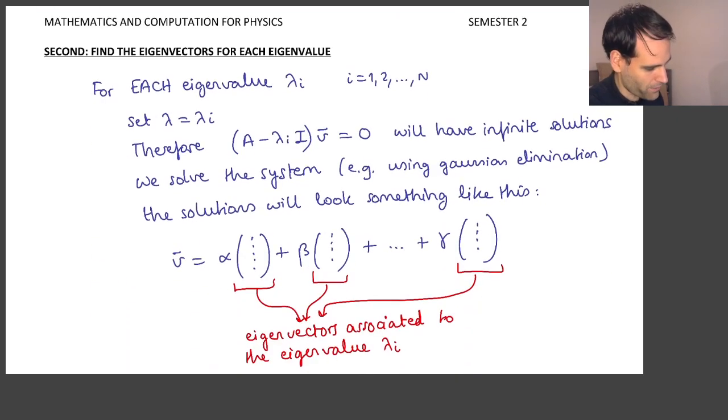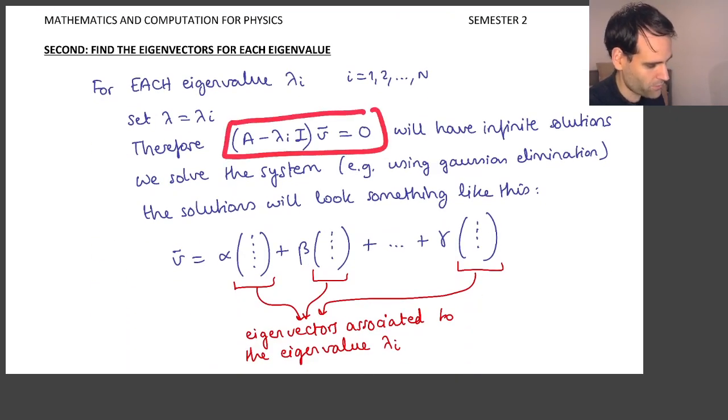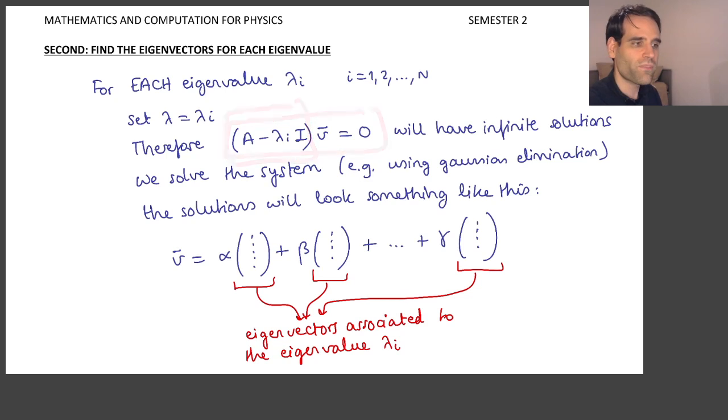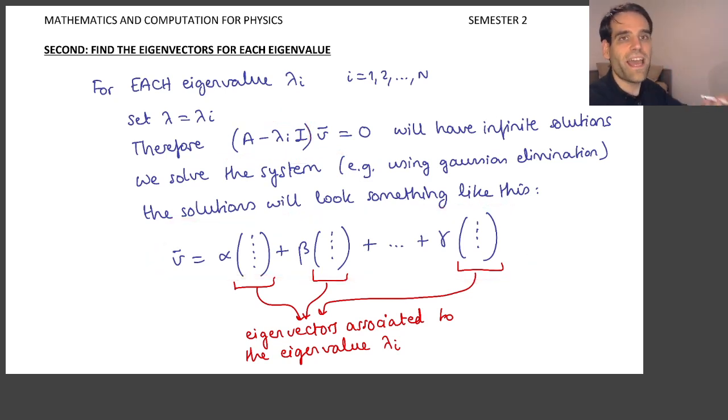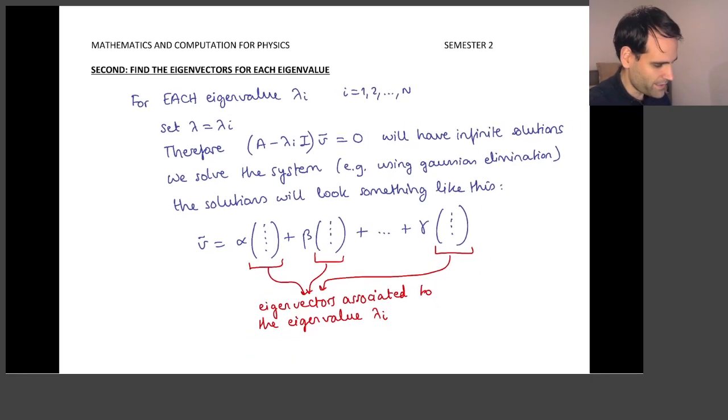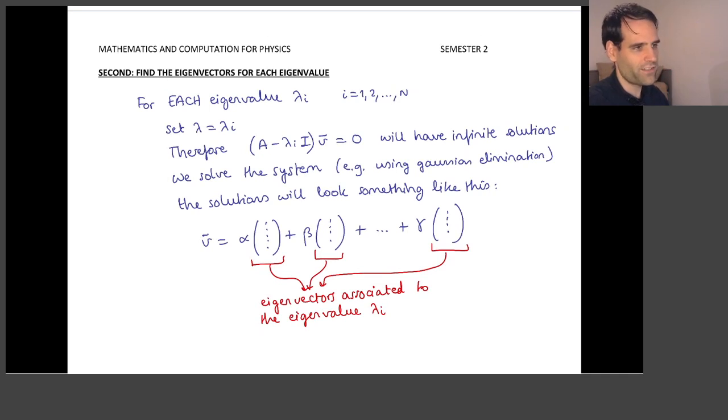So therefore, with lambda 3, again, this will have infinite solutions because the determinant of this is 0. And we will find the solutions again, something like this. And those will be the eigenvectors associated to lambda 3. And so on until we end going through all the roots of the characteristic polynomial. Okay? So I think this is the theory, but of course, you won't really understand it until we do some examples. And that's exactly what we are going to do next.